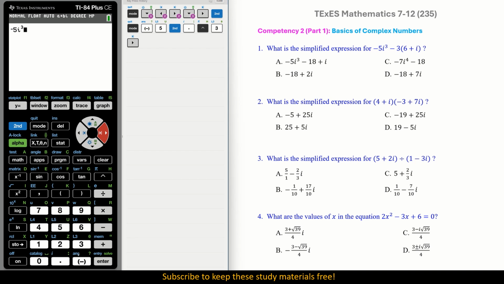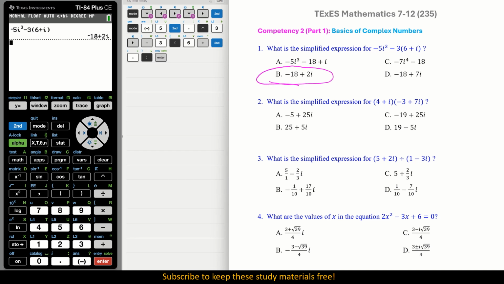Okay, so now let's put in our -3 parentheses 6 plus, now we have to pop the i in. Second, and i, and close our parentheses. Now let's push enter. And as you see, it automatically gives us the value that we needed, and it is option B. It will always give us what we need pretty quickly.